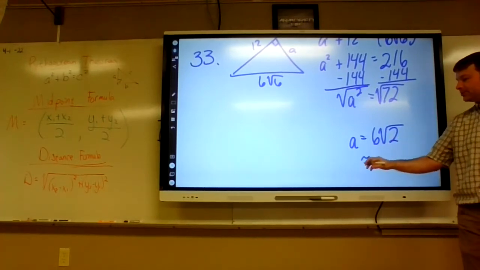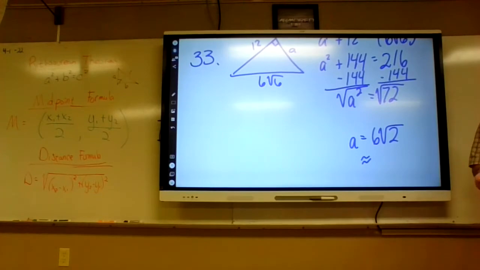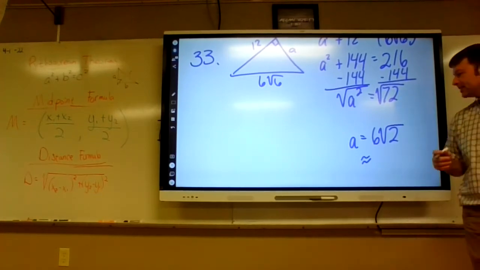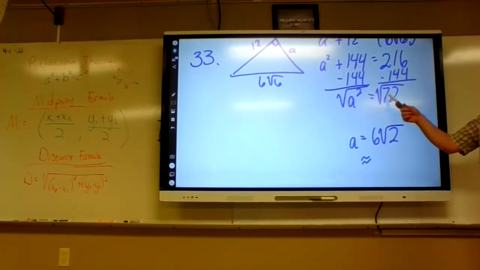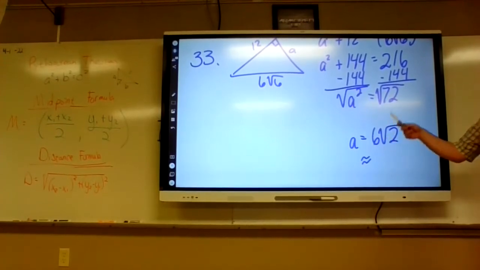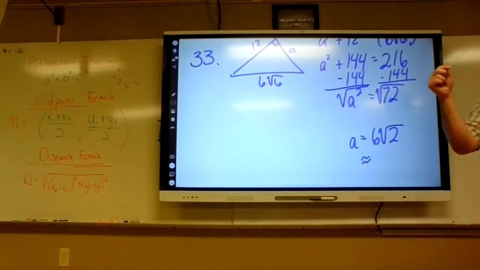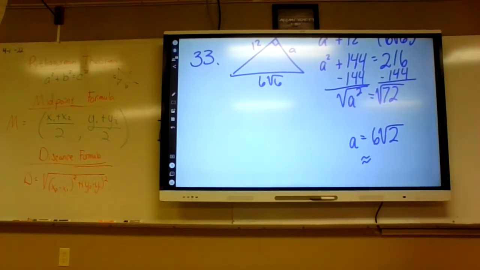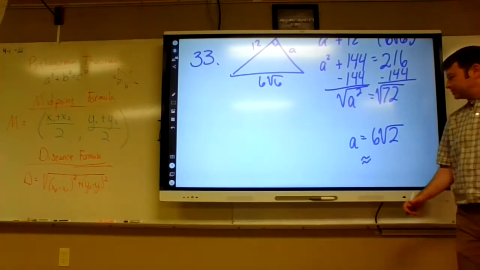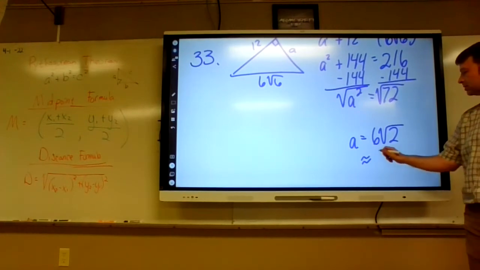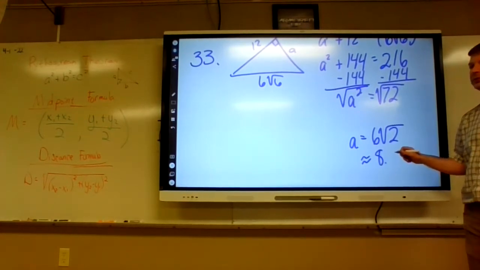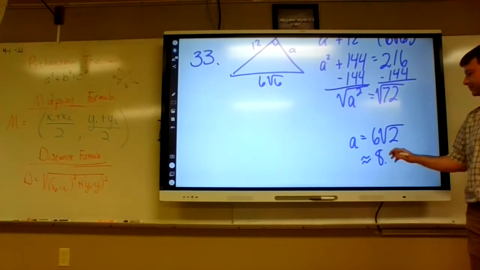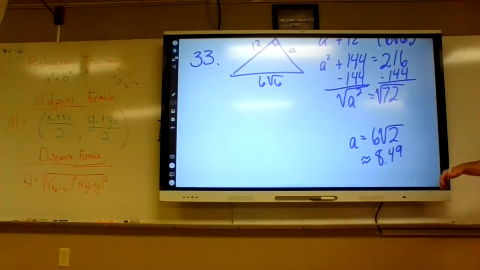But you can also get a decimal approximation, and we're rounding to the hundredths place, I believe. So you can plug this in the calculator. You guys all know where your decimal button is on your calculator? It's pretty close to 8 times 8. So 8 point 4, 8, 5. Okay, what's that round to? 8.49.